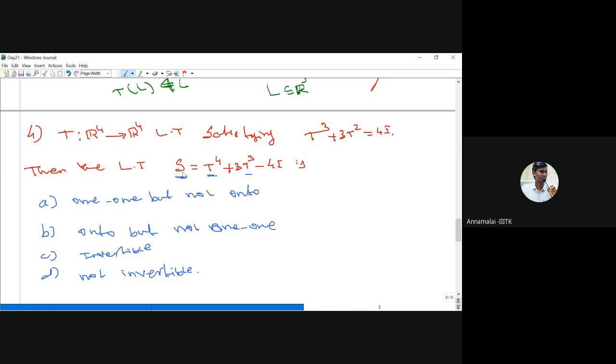Now, how to check this one? Since T satisfies this equation, if you take the characteristic polynomial of T, the degree should be 4.